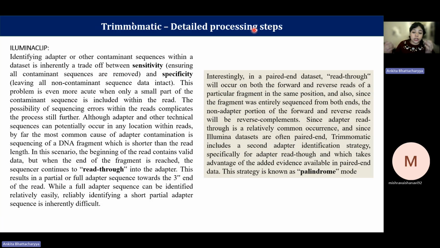Its job is to bypass adapter read-through and take advantage of added evidence, which is available in paired end data. Basically, it looks at the presence of the overlap between these two sequences, and it is called the palindrome mode.